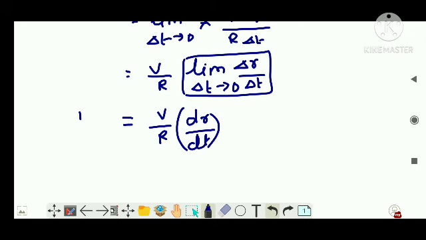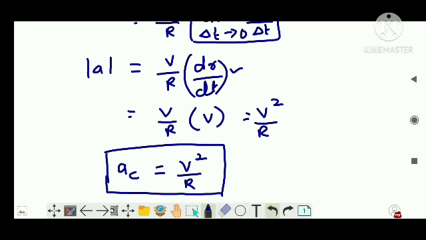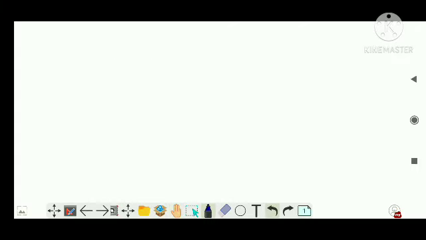Now this is the magnitude of acceleration which we are finding here. Now V by R, and what is dR by dt? Rate of change of displacement by time, it is our velocity. So I can write V squared by R. Here I am going to write the centripetal acceleration, because we are finding the magnitude of centripetal acceleration, is equal to V squared by R. This is a very important equation, guys. Clear? Now the next term which you have to learn is angular velocity.